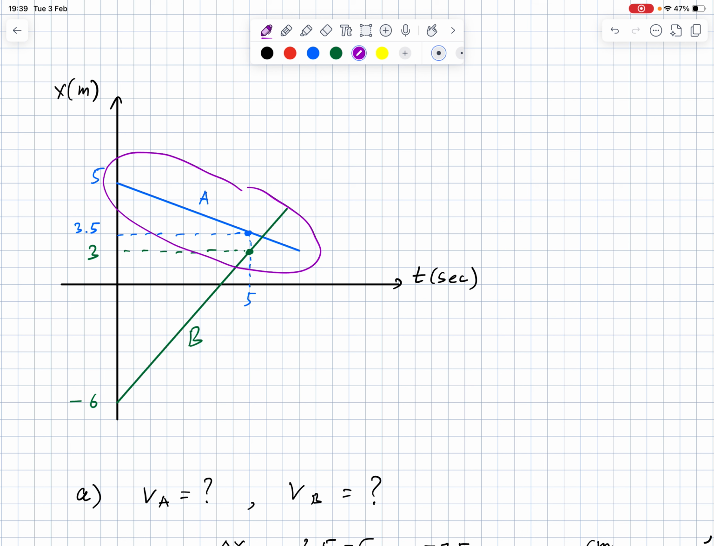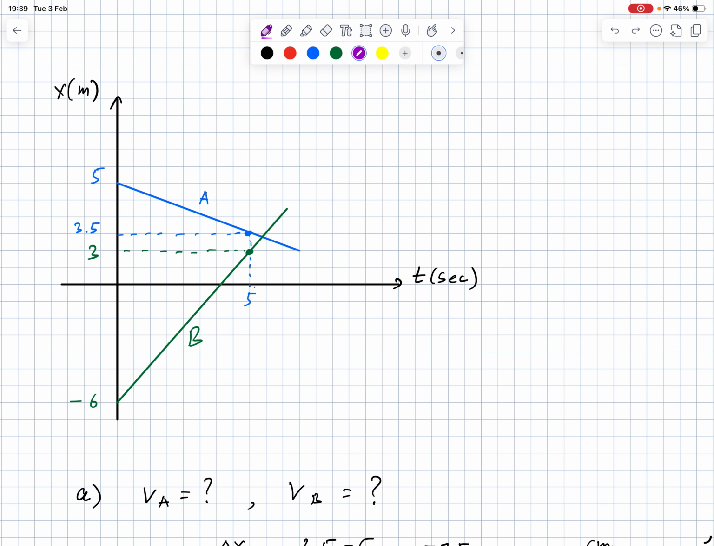Now, when we look at object A, the initial position at time of 0 seconds is 5 meters. Okay, we know this coordinate. And the second object starts to move from an initial position of minus 6 meters at the same time of t0 seconds. Also, we know that when the time is 5 seconds, the position of object A is 3.5 meters, and the position of object B is 3 meters at time of 5 seconds.